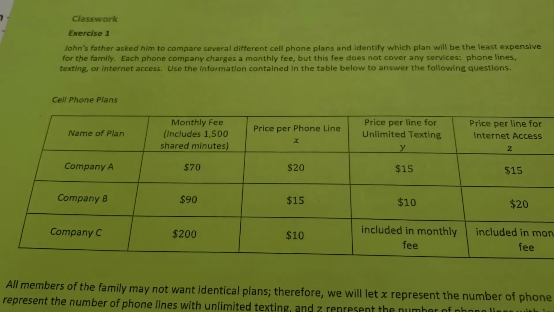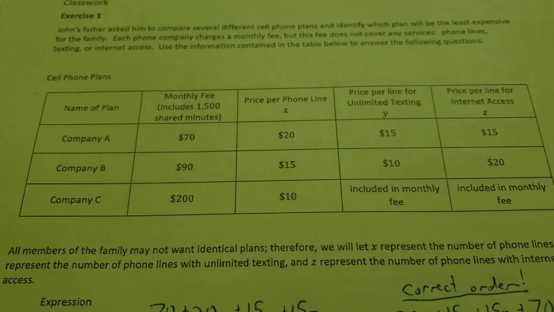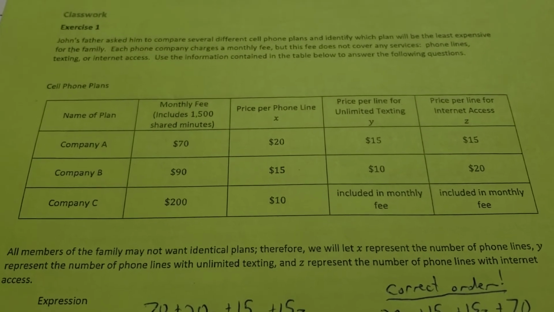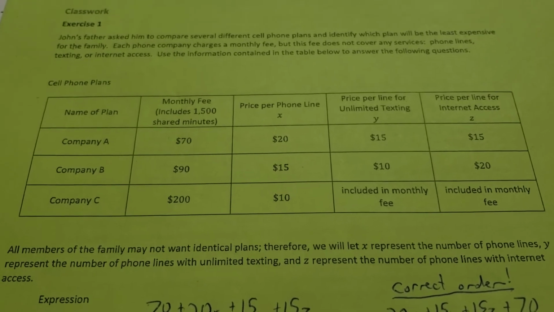All right. So now it says all members of the family may not want identical plans. Therefore, we'll let X represent the number of phone lines, and then Y represents the number of phone lines with unlimited texting, and Z represents the number of phone lines with internet access.